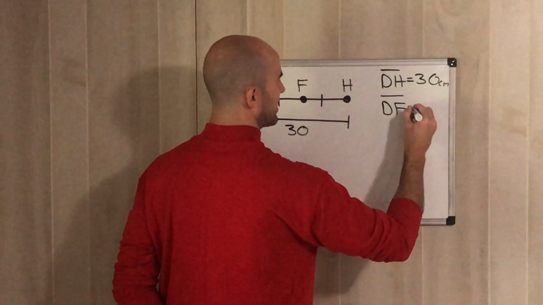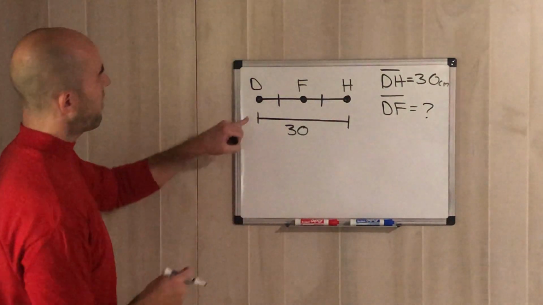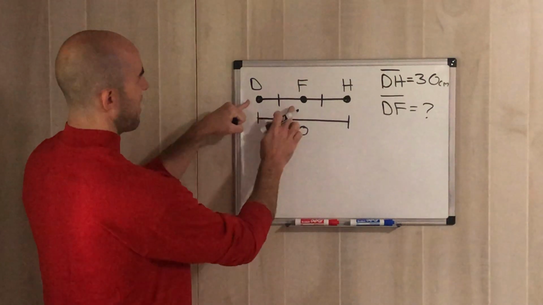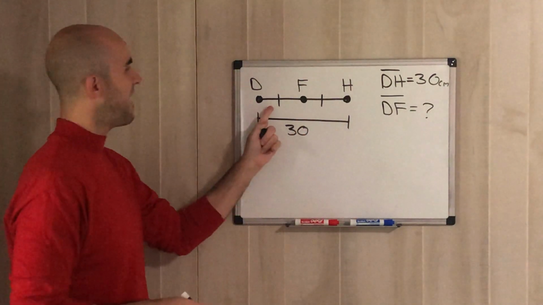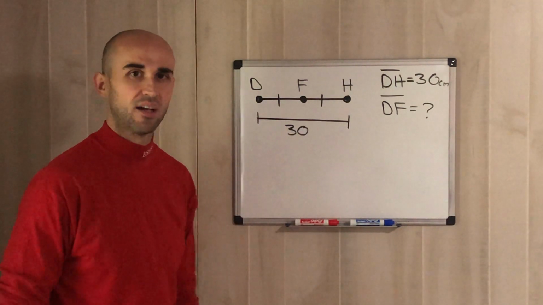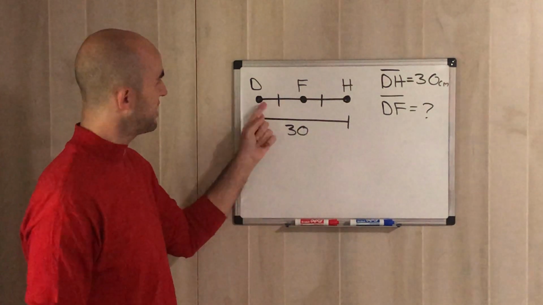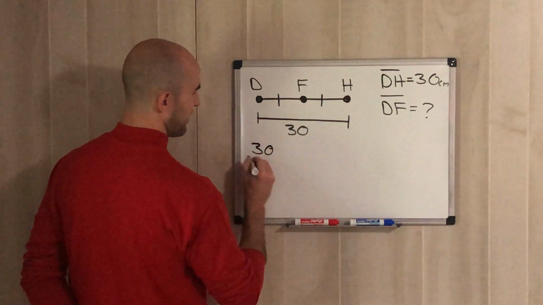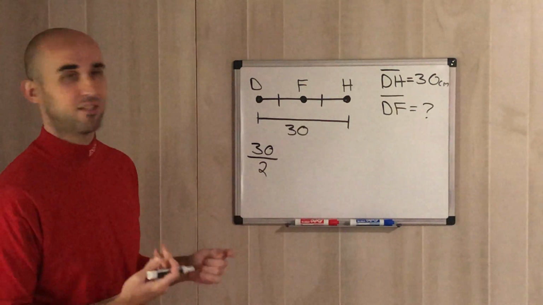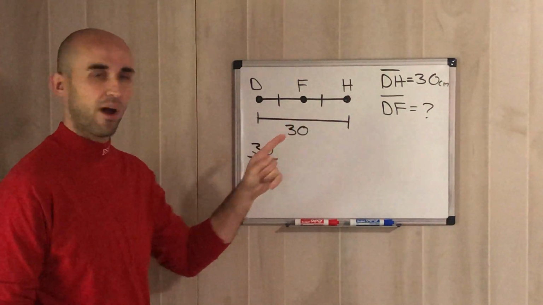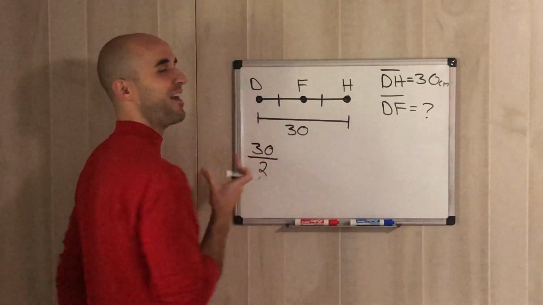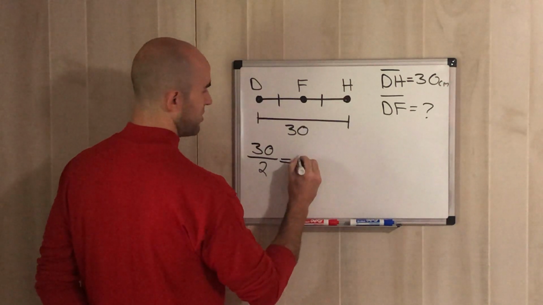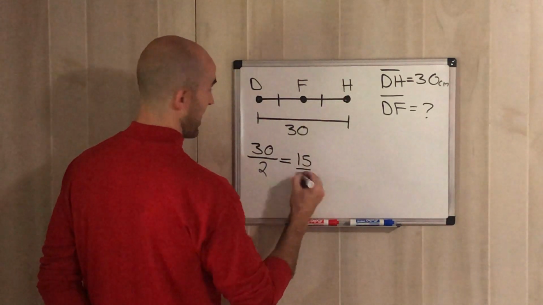I want to figure out how long DF is going to be. So all I want to know is, how long is this going to be? The whole thing is 30. If I wanted to figure out this part, realize something: you have two parts that are exactly the same. Since the whole thing is 30 and you have two parts, what we would do is just do 30 divided by 2. The reason we divide by 2 is because we have two parts that are the same. And since it's 2, we divide by 2. Because now 30 divided by 2 gives us 15, and that's all our answer is.